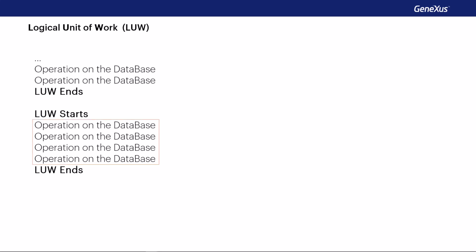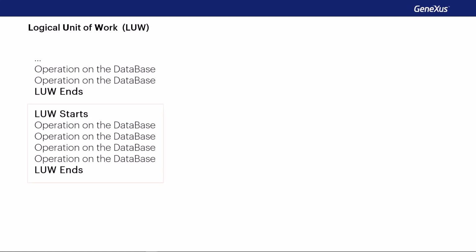Basically, an LUW is a set of database operations, all or none of which must be executed. That is to say, it's not possible that within an LUW some operations are executed and others are not. This ensures the integrity of the database.